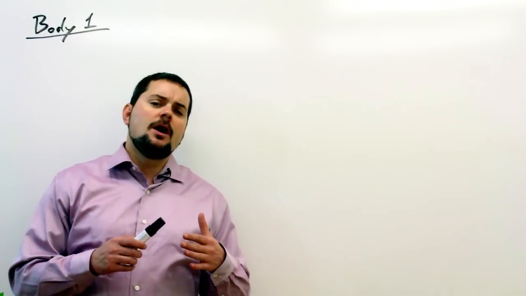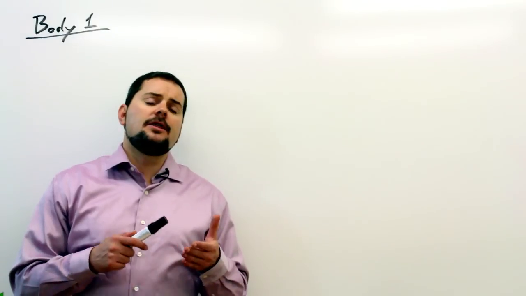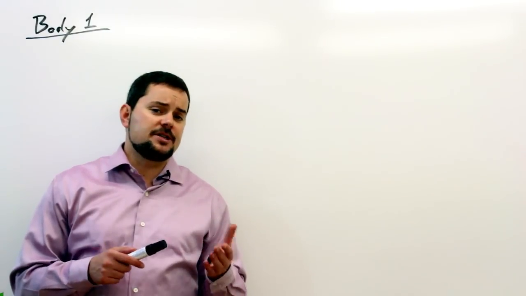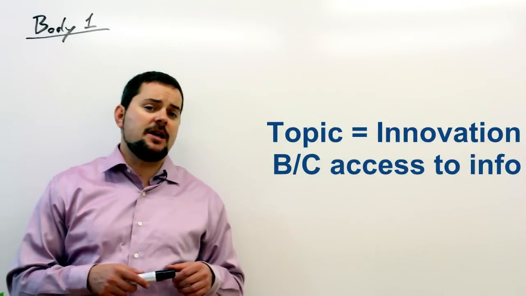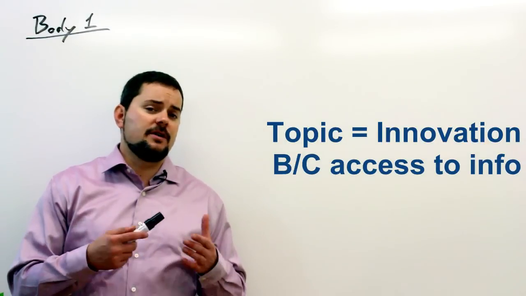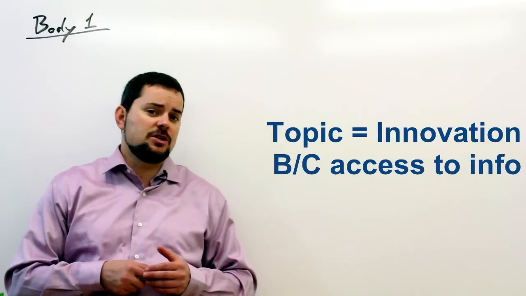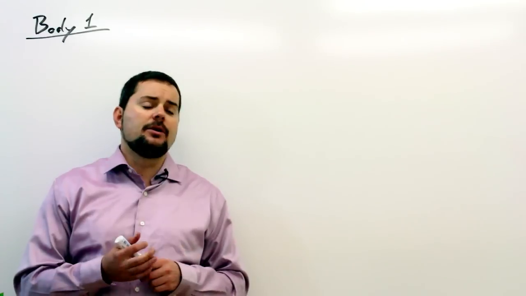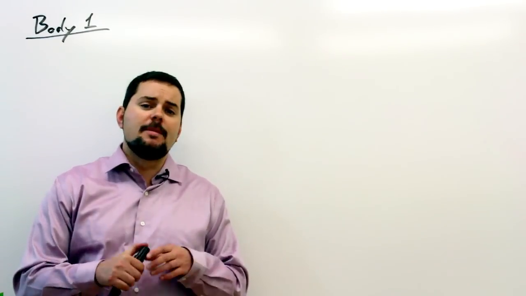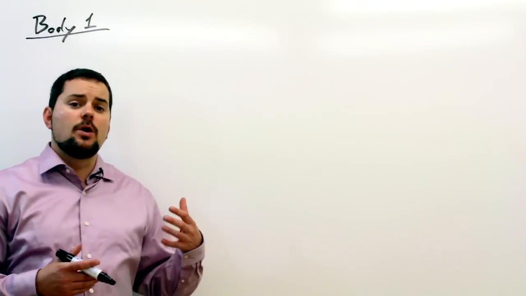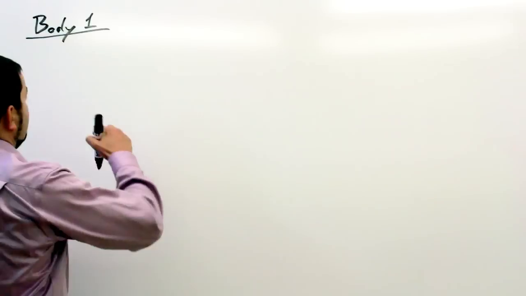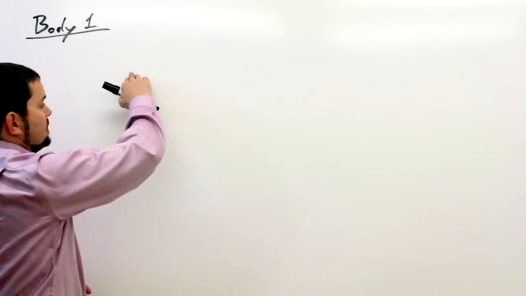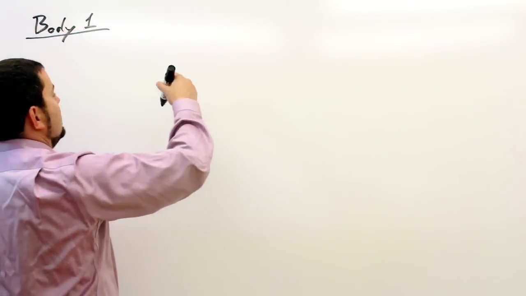So based on the thesis, the topic of this body paragraph will be innovation as a result of giving students access to information without thinking about its job applications. So that's what should be felt from the topic sentence. So let's start with that. Again, indent your 5 spaces. That's the convention. And then we begin.